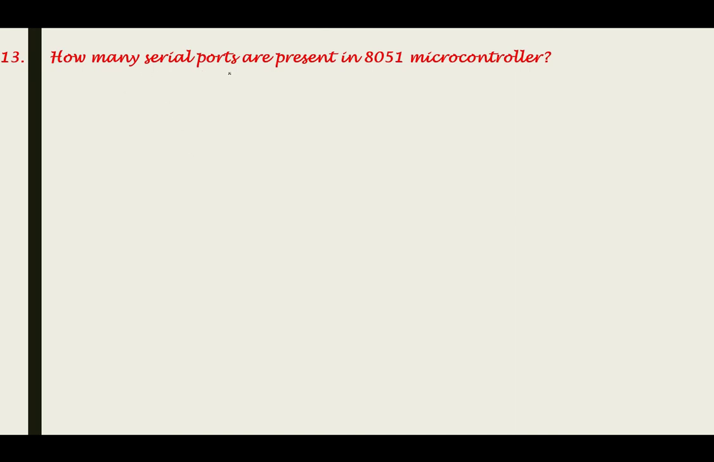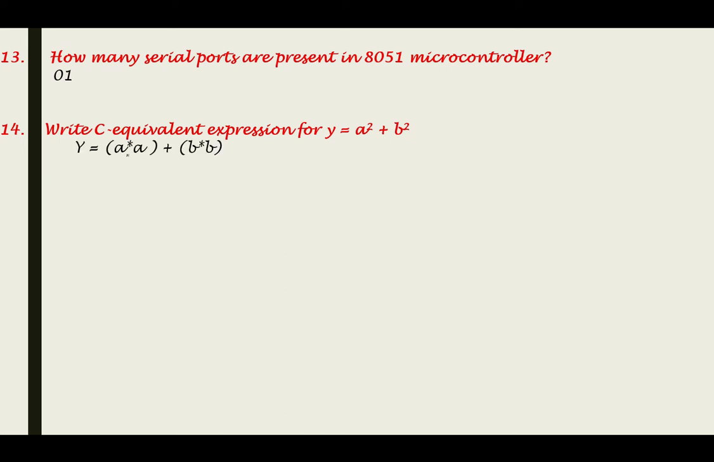Then the 13th question is, how many serial ports are present in 8051 microcontroller? It is only 1. Write C equivalent expression for y is equal to a square plus b square. y is equal to a star a plus b star b. You can put a bracket, or simply you can write a star a plus b star b also.